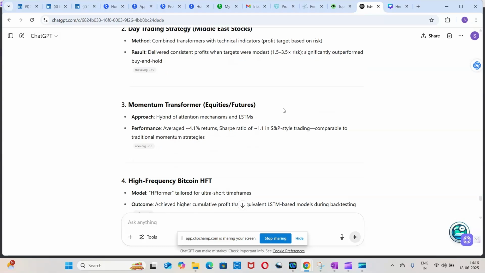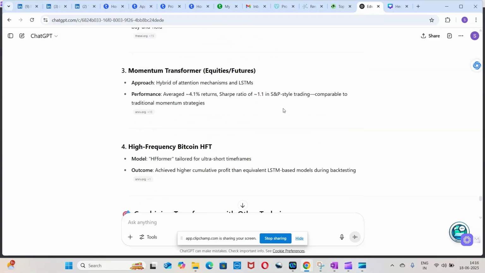The other example is momentum transfer in equities and futures. The approach was a hybrid of attention mechanisms and LSTMs. So here, transformers plus long short-term memories, both models are used, in the equities and futures market. This performance averaged 4.1% returns, but the Sharpe ratio was one to one, S&P style trading, comparable to traditional momentum strategies.